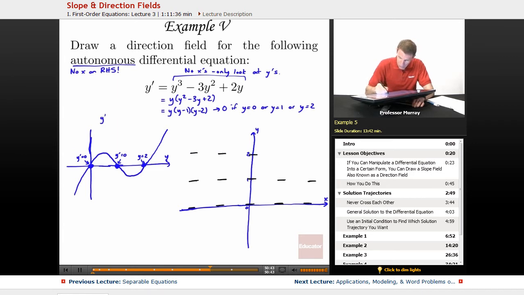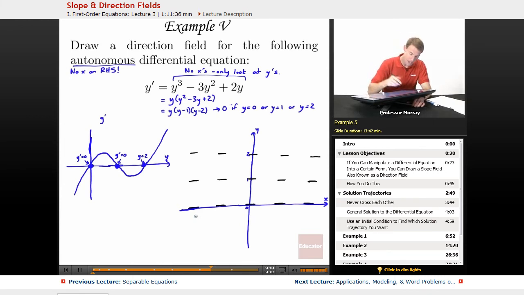And I'm doing this at y is equal to 0, 1, and 2, and that's because those are the places where y prime is equal to 0. So those are my horizontal slopes. And now I want to look in between those cutoffs and see what kinds of values I'm going to get for y prime.